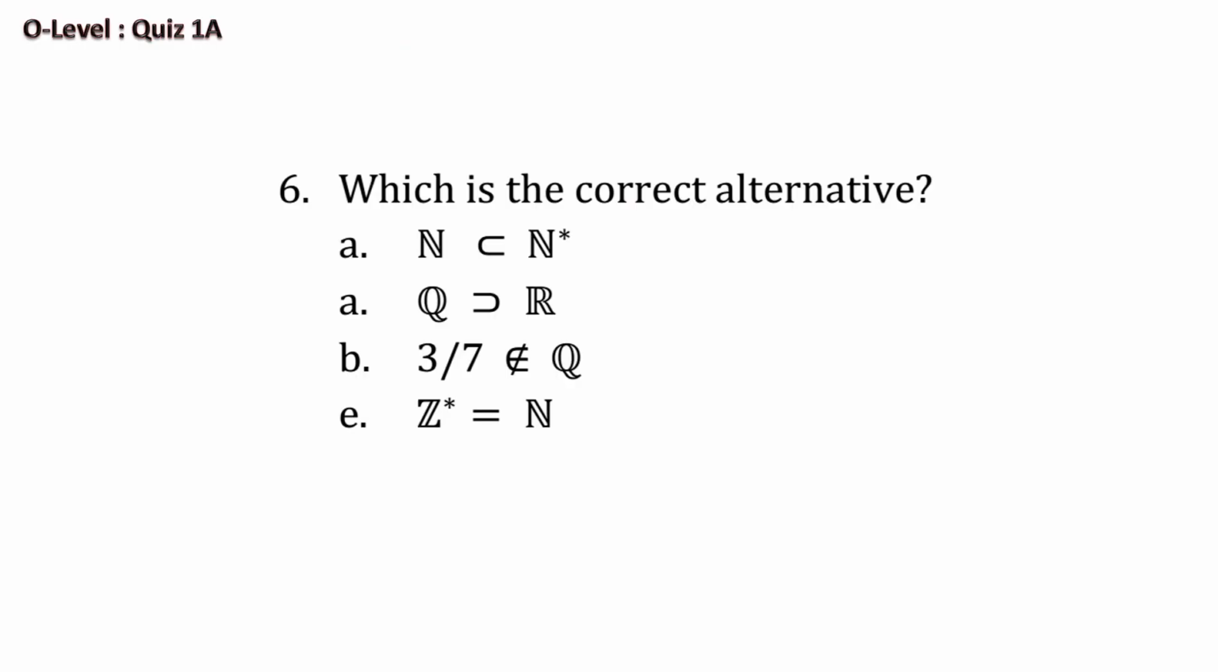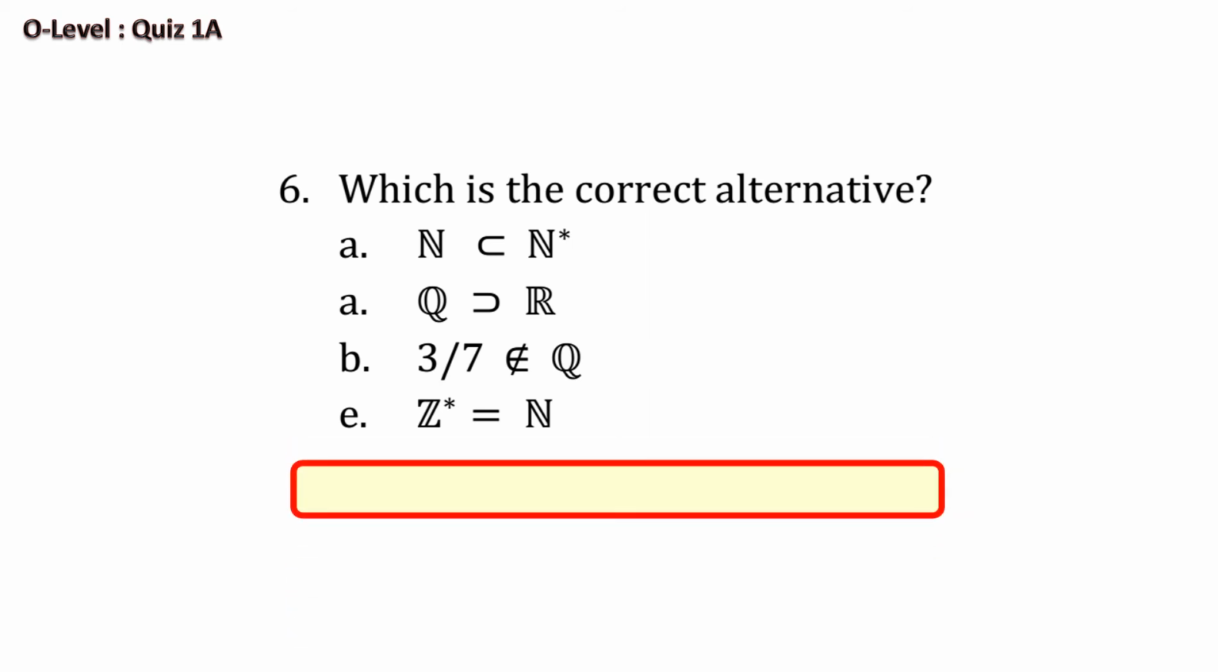Which of these alternatives is correct? The first one, naturals are subsets of naturals excluding 0. No. Rationals are superset of real numbers. No. 37 is not a fraction. No. Z star is equal to n. Well, looking at all these alternatives, there is no correct answer.